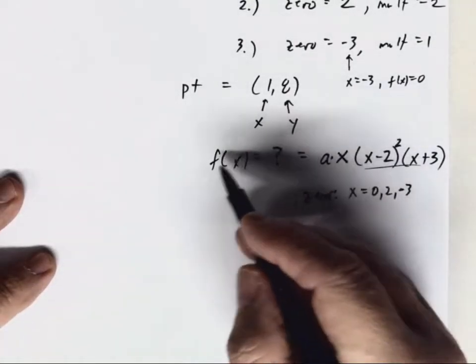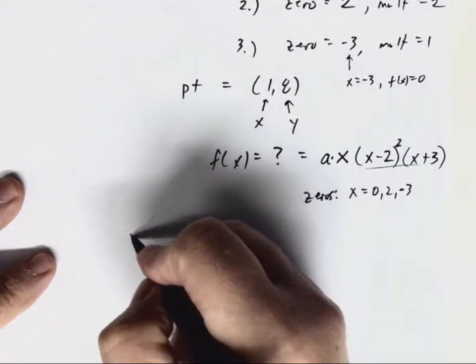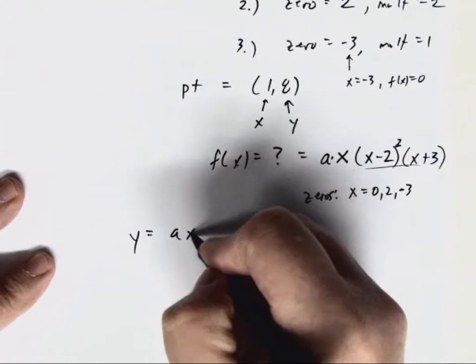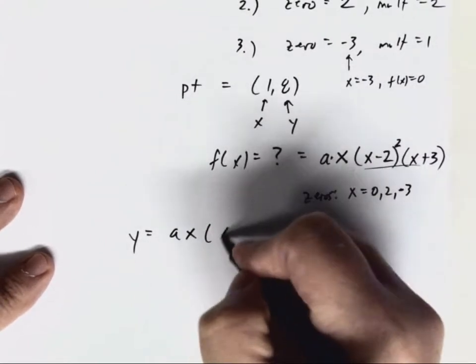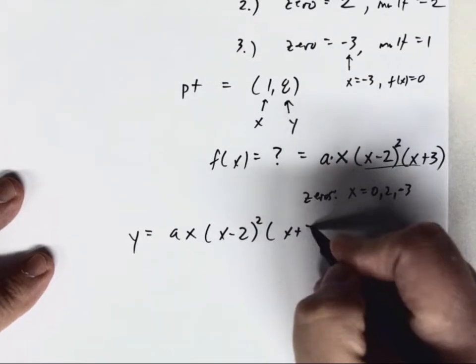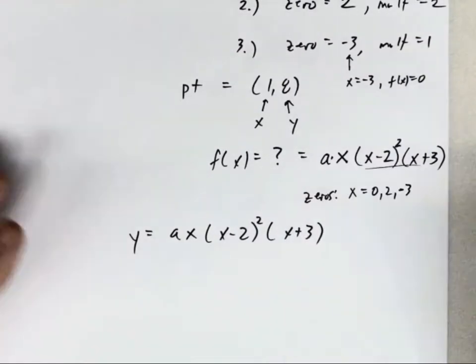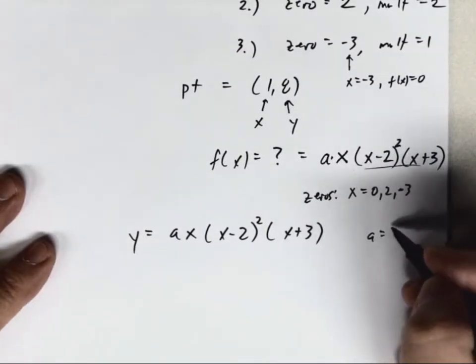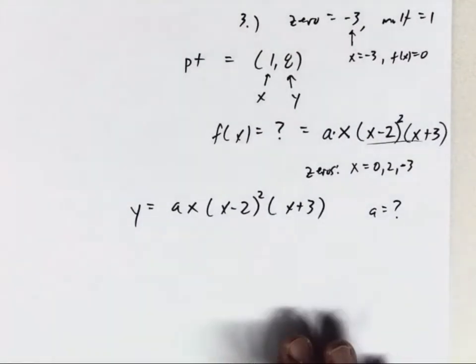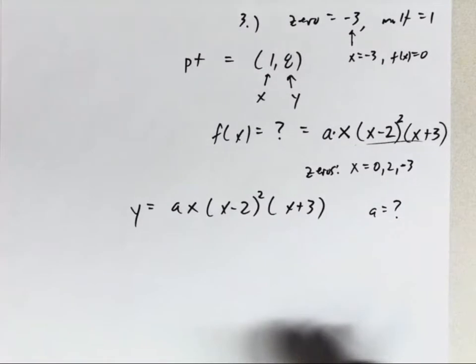So here's what I'm going to do: I'm going to rewrite f of x as y. So here's my equation: y equals a times x times (x minus 2) squared times (x plus 3). Now really, if I can figure out what a equals, then I'm done. I've got the function. I've got the equation. How do I determine what a is?